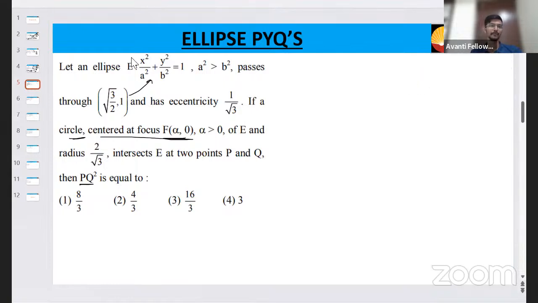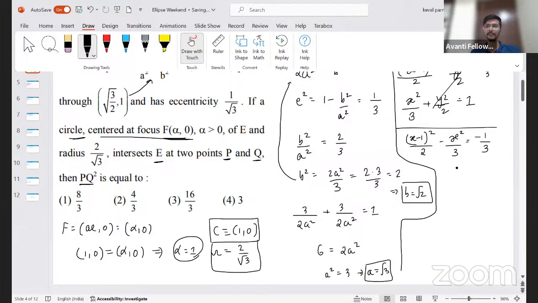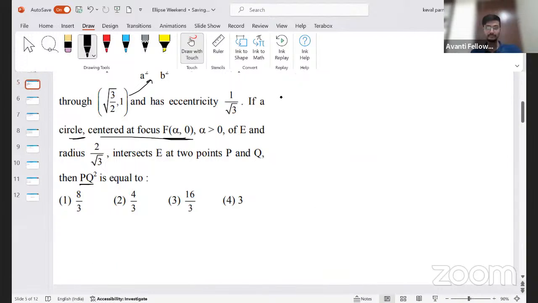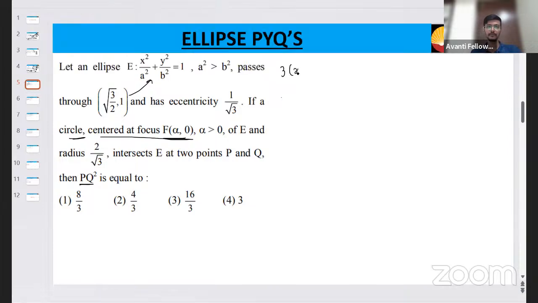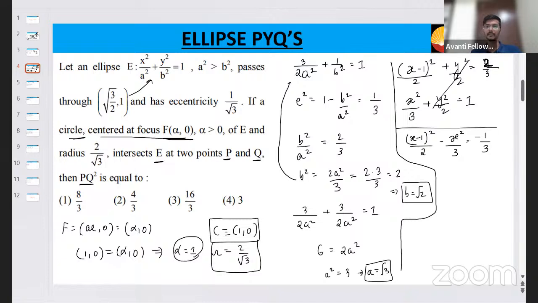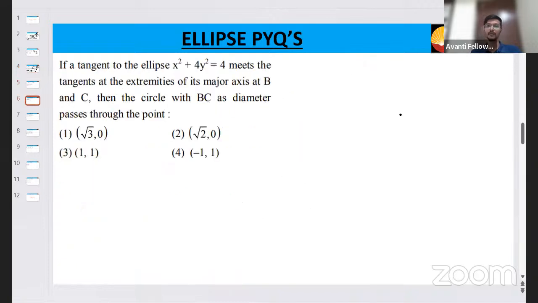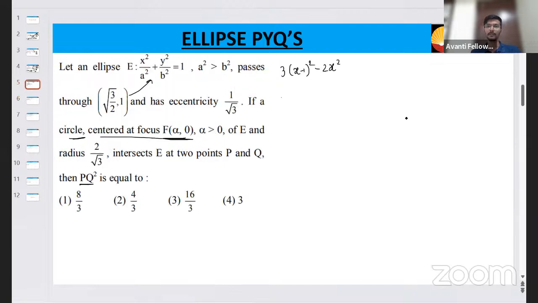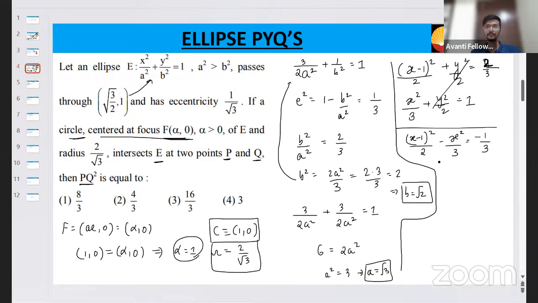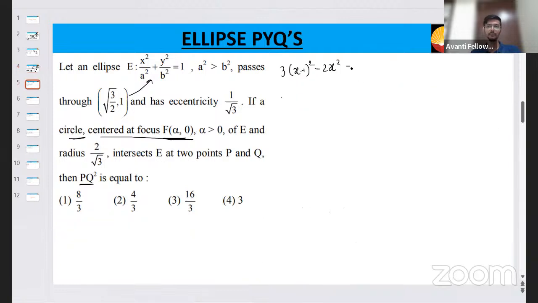Okay. So where were we? We got this equation. So let us take LCM. So I think we get 3 into (x minus 1) the whole square minus 2x square upon 6. So 6 will go on that side, minus 6 by 3 will get minus 2.